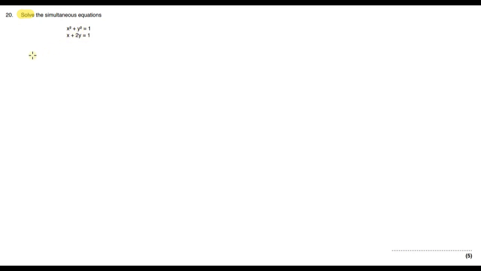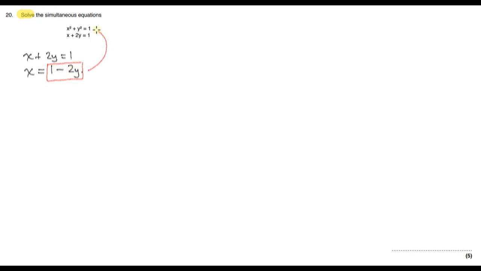So if we start with the linear equation, we've got x plus 2y is equal to 1. Now I'm going to have to make one of these the subject. I'm either going to make x the subject or y the subject. I'm going to make x the subject just because we've got x on its own at the moment and we've got 2y. So to get x on its own, I'm just going to subtract 2y from both sides. So I'm going to have x is equal to 1 minus 2y. And now I've got x as the subject.